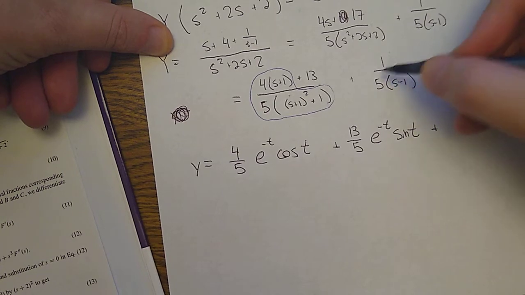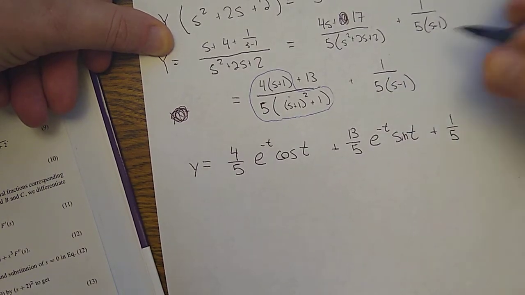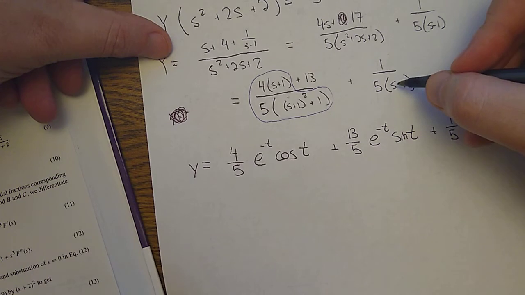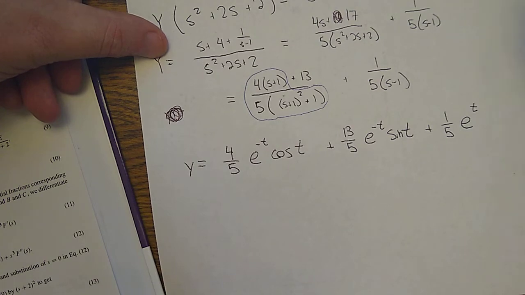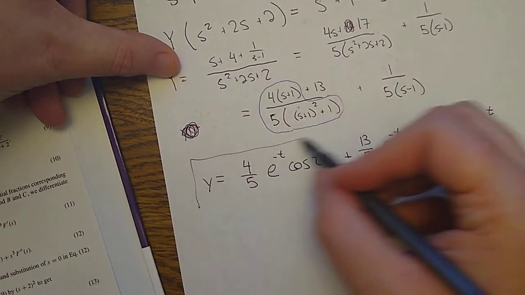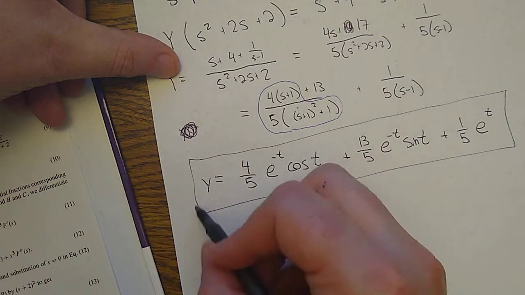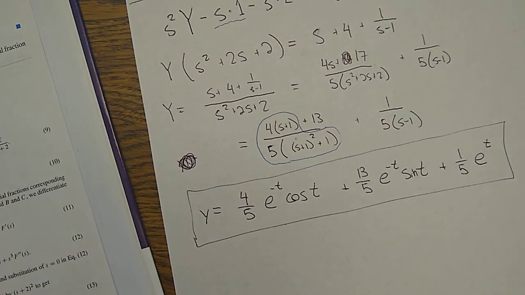And then we had this. 1/5 is just a constant. And the inverse Laplace transform of 1 over s minus a is e to the at. So this one would be e to the positive t. So that's it.